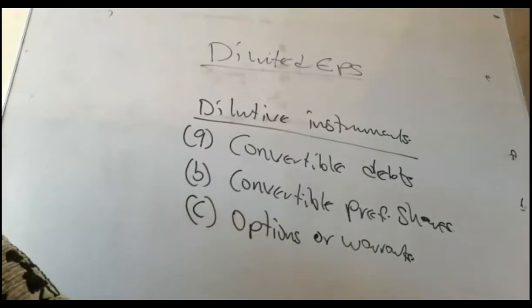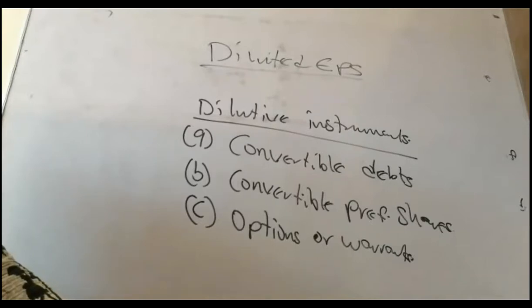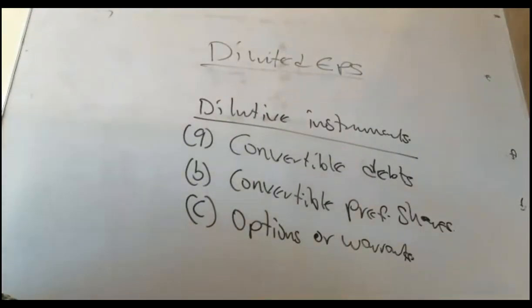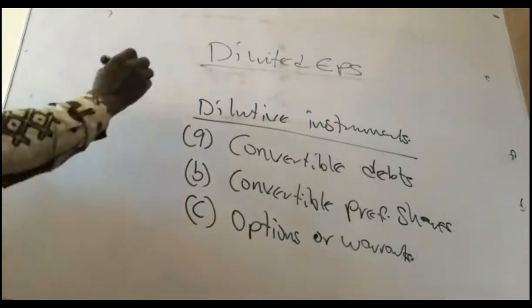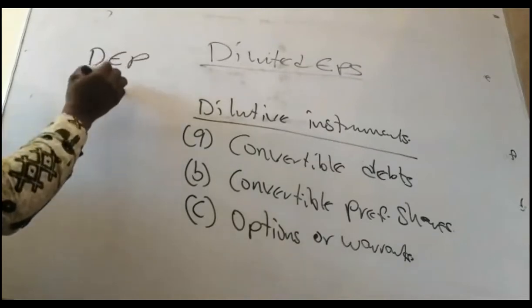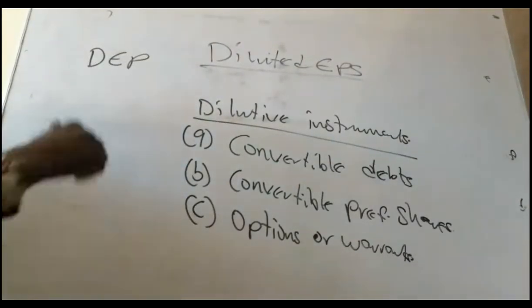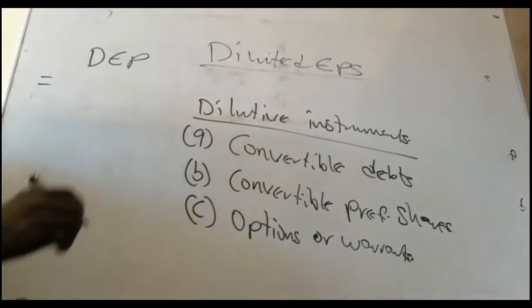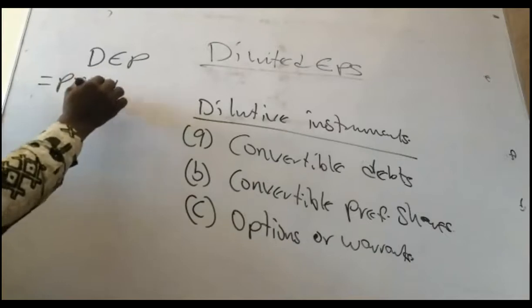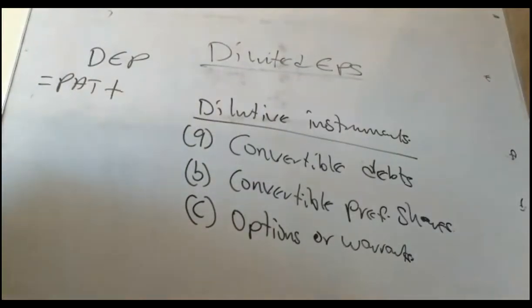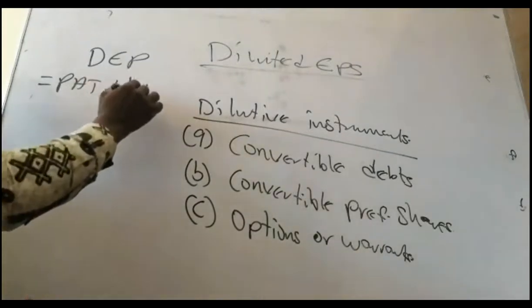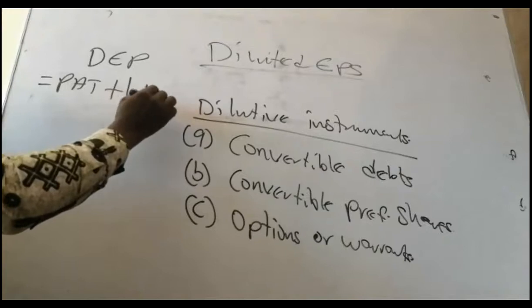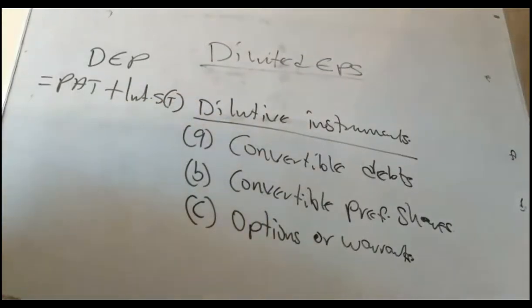That is all. Good. Now let's see the formula for the diluted earnings per share, and then we are done. I'll put the formula down, then pick a few illustrations, then we are done. So the formula for finding diluted earnings per share is this: the profit after tax plus any interest saved, but it must be net of tax. Any interest saved.